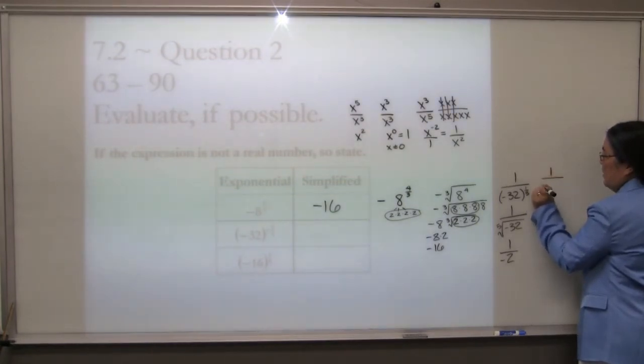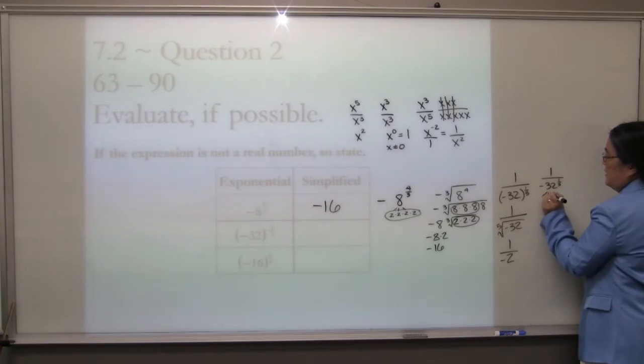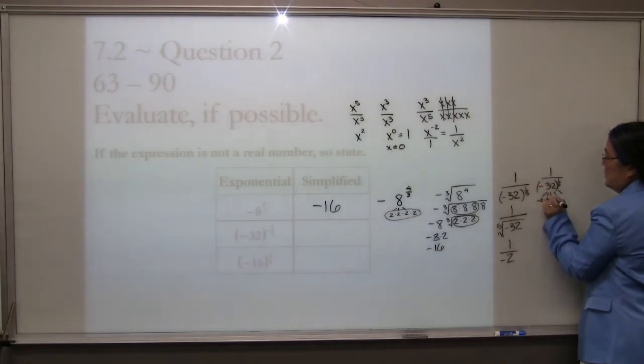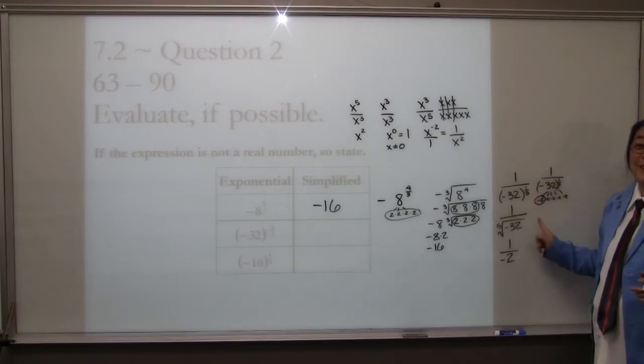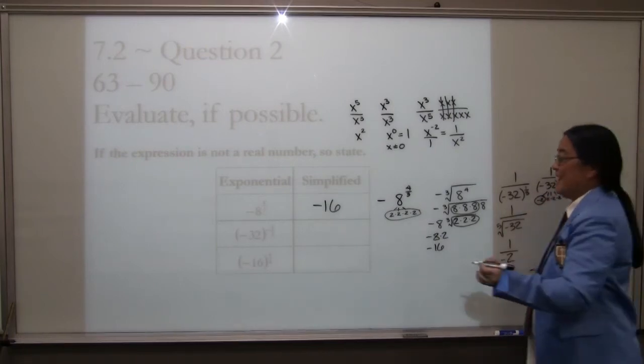So, negative 32 to the 1/5 power. We're going to divide it into 5 equal pieces. Just like I did on my fingers, they're all going to be negative 2's. And we want to pick one of those 5's. That's why it's going to be 1 over negative 2. Either way.